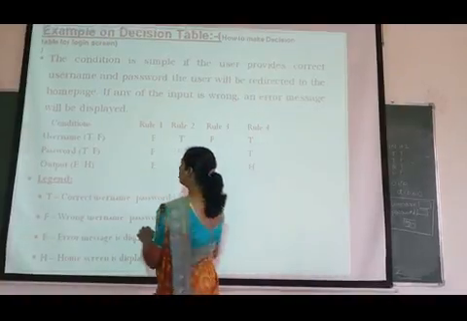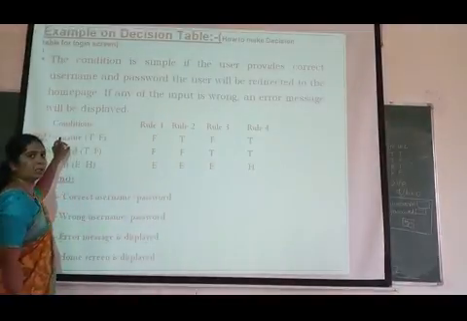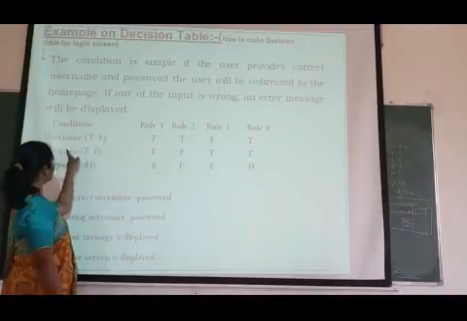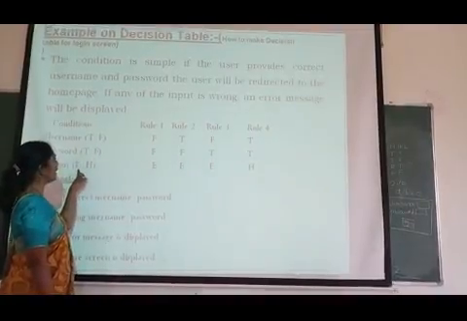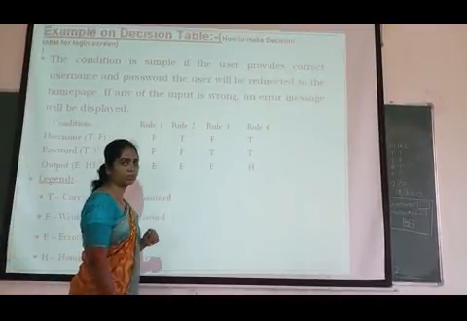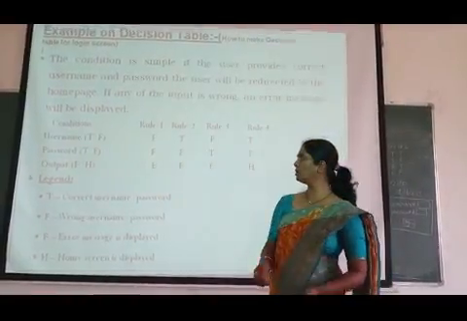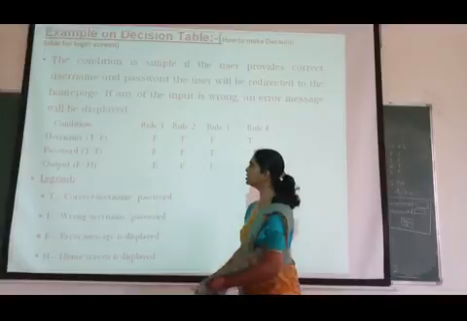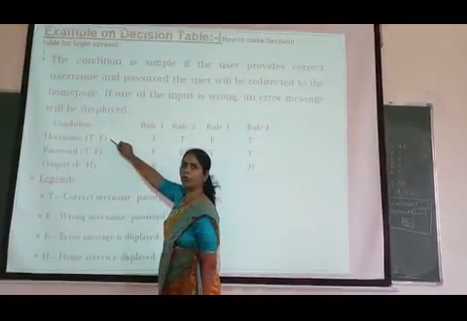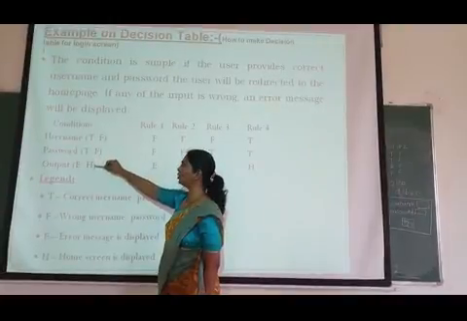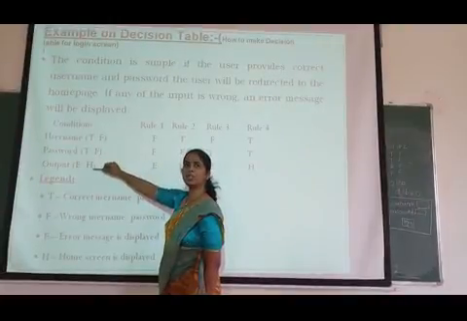Now see the conditions given here: the username true or false, the password true or false, and the output is either the error message or the home page. So the username may be true or false, the password may be true or false, and the output may be an error message or the home page.